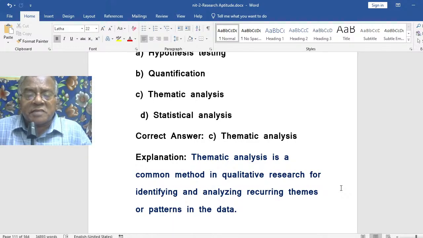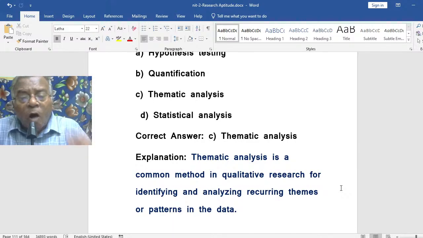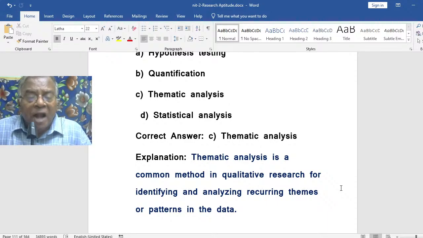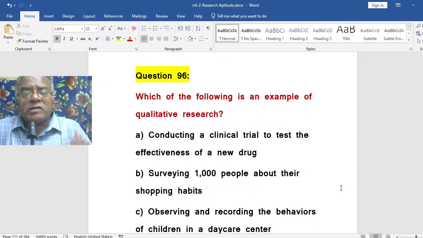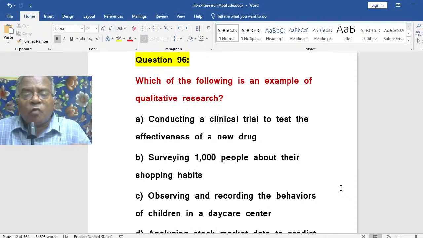Thematic analysis, that is based on themes, is a common method in qualitative research for identifying and analyzing recurring themes or patterns in the data. Then, which of the following is an example of qualitative research? Out of these 4, which of the following is an example of qualitative research?